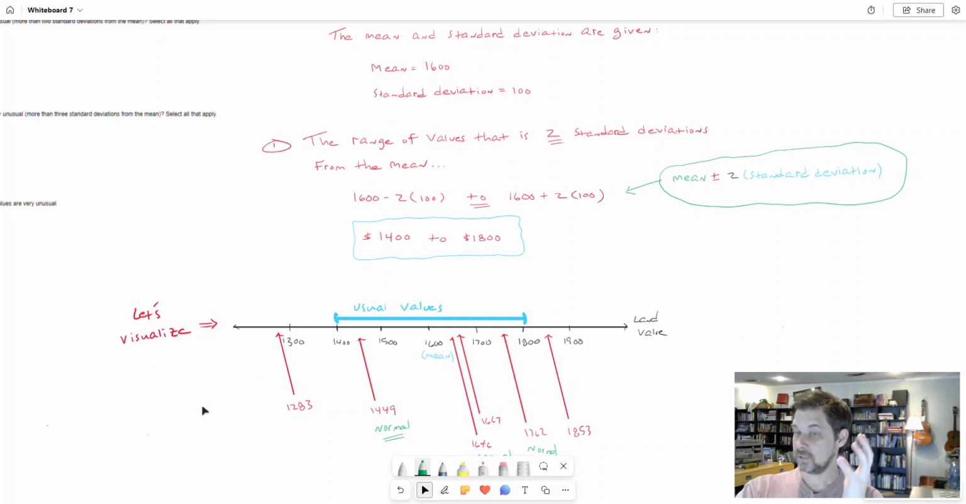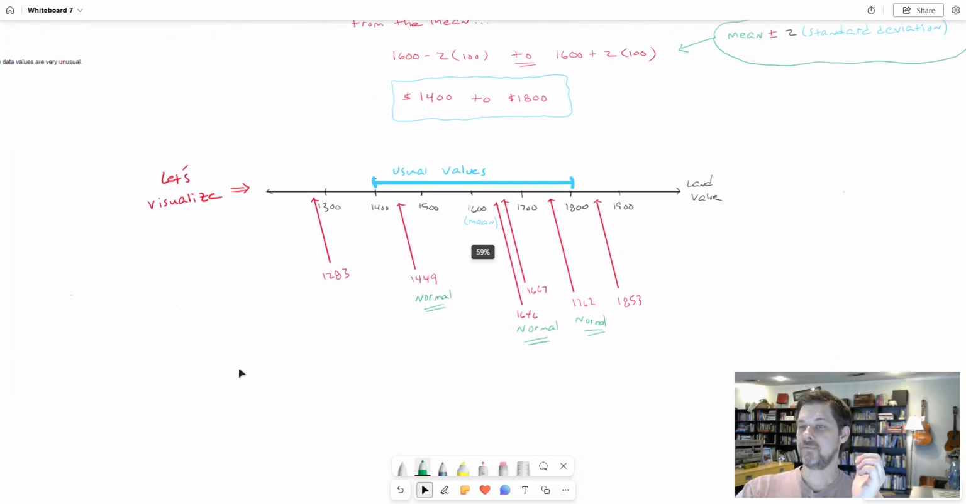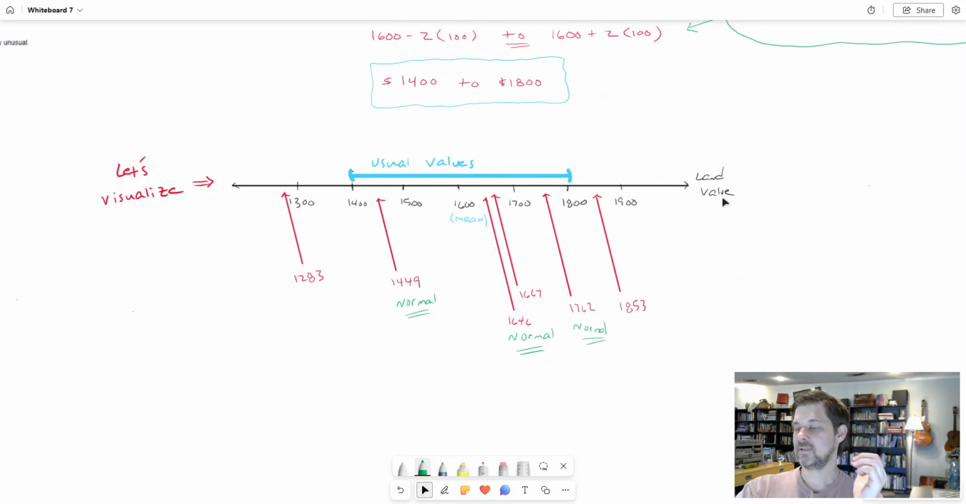So here's what we're saying. Let's visualize at this point. I have here a number line, and that's the land value, the value of the land and buildings on the farm per acre. Imagine all these prices, like 1,300, 1,400, all the way up to 1,900. The usual values are within 2 standard deviations of the mean, and that would be in here from 1,400 to 1,800. So any price in this area of the number line that I highlighted in blue is within 2 standard deviations of the mean as I calculated it, and would be considered normal or usual.